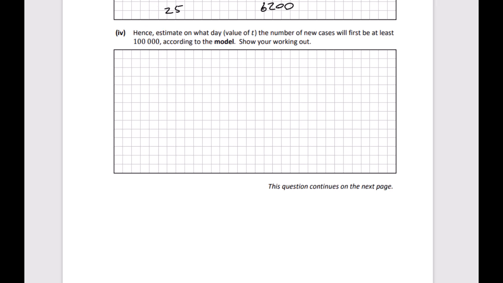Hence estimate on what day or value of t the number of new cases will first be at least 100,000 according to the model. Show your working out. Okay, so I'm going to do the same thing again. We're going to take the day and then the number of new cases. So I'm saying on day 25 there were 6,200. So let's keep going. Let's go to 30. So that's going to be 12,400.